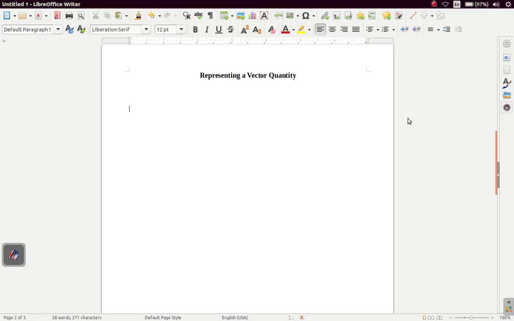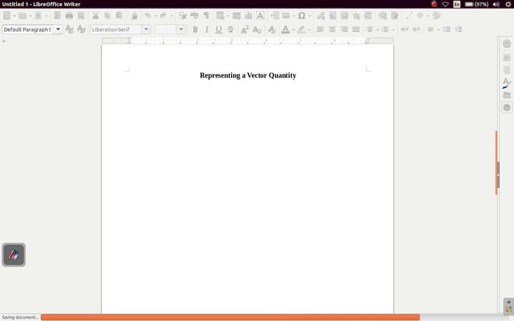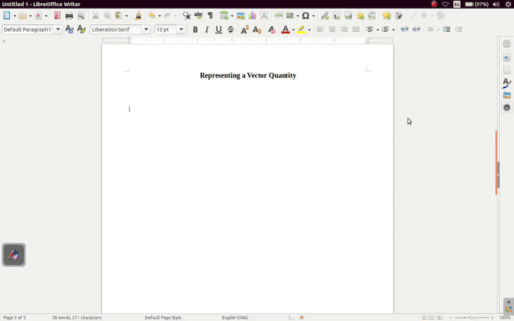Representing a vector quantity. Now, you can represent a vector quantity by drawing a straight line in the direction of the vector and at a length which represents the magnitude of the quantity that you're representing. All right?